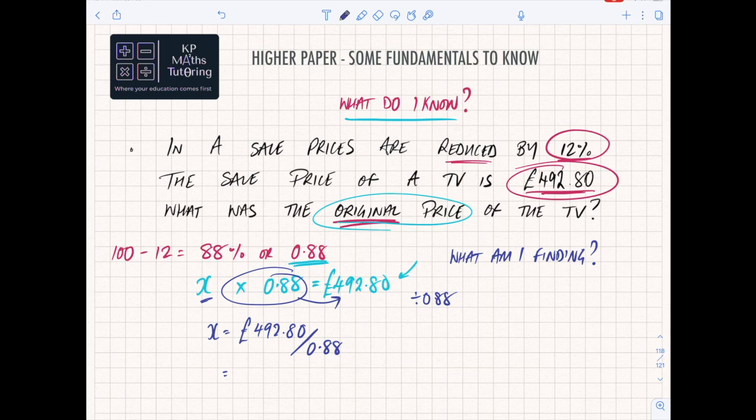So you're doing 492.8 divided by 0.88, and it gives you 560. So the original price of the TV is £560.